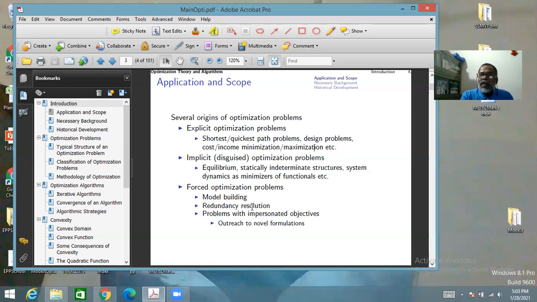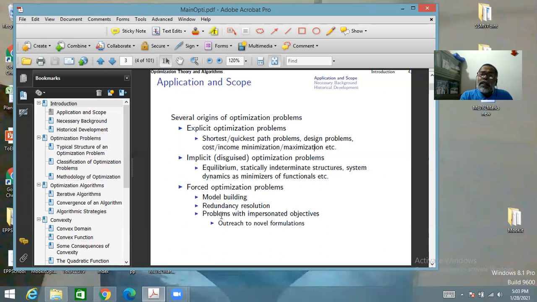So that way, for redundancy resolution, where a limited task can be fulfilled by a superabundance of resources, in which way should we use the resources so as to maximize something? And this kind of problems are redundancy resolution.